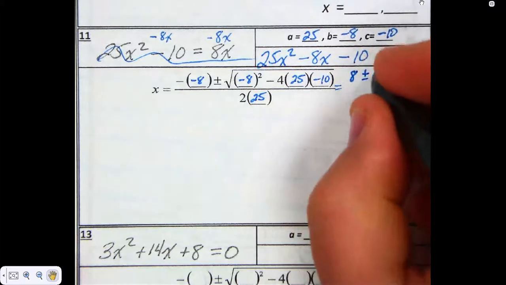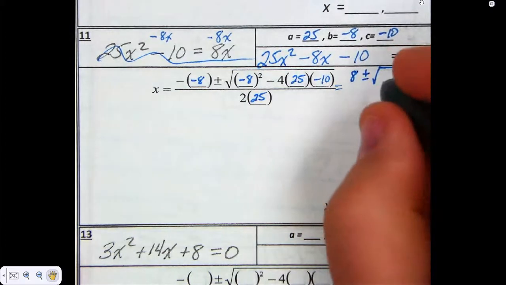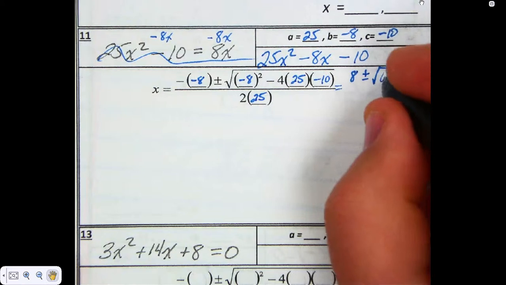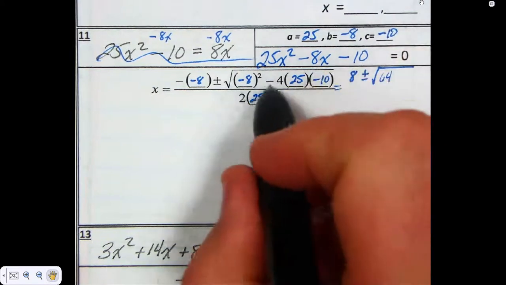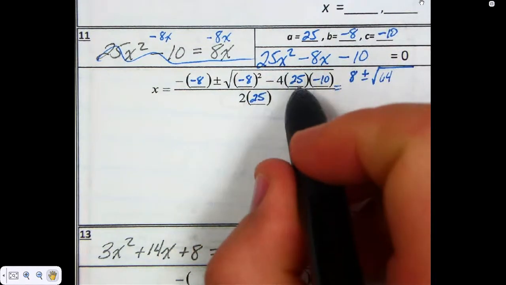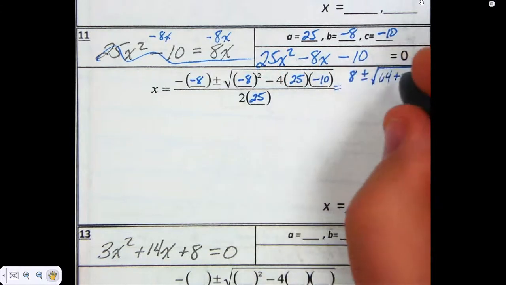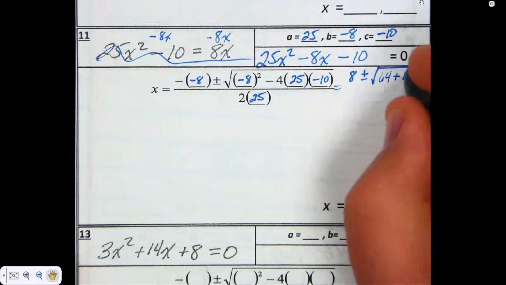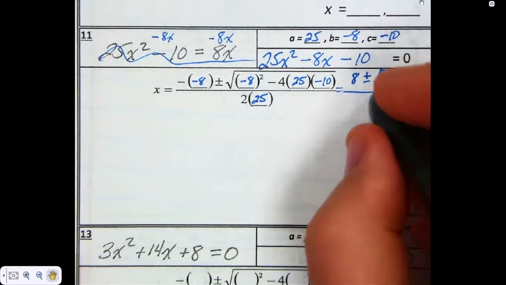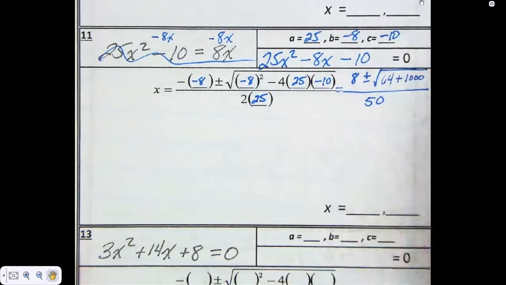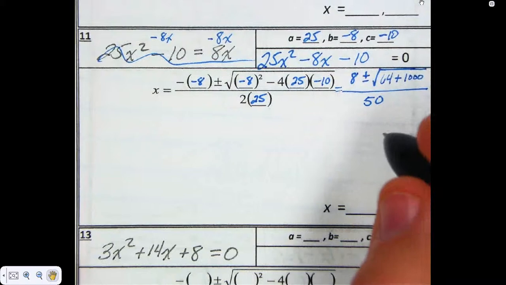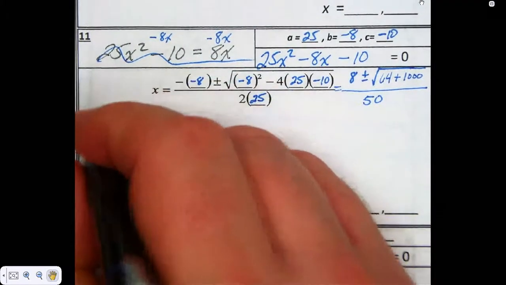Positive 8 plus or minus the square root of what's 8 squared? 64. What's my sign going to be here? Plus. 4 times 25 is 100, times 10 is 1,000, isn't it? All of that over, what's 2 times 25? That's really ugly, but that doesn't mean it's wrong.